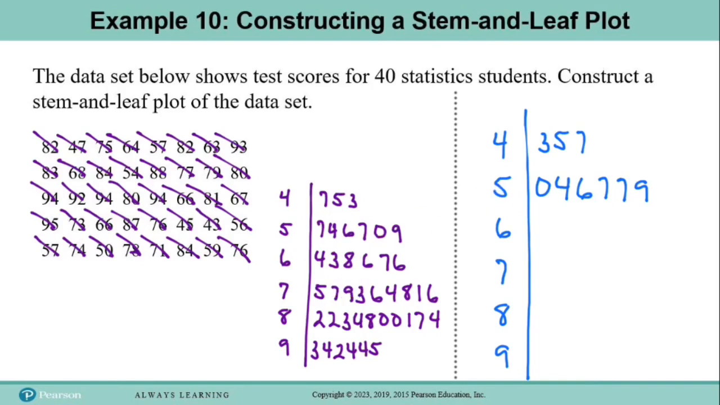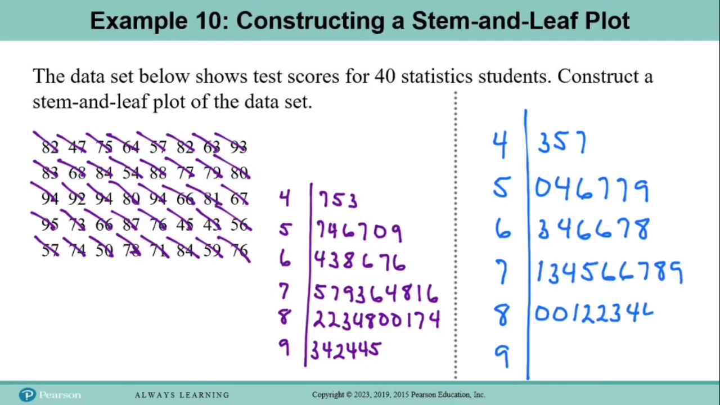Okay, for the 60s, our leaves in order will be 3, 4, 6, 6, 7, 8. And then here are the 70s in order. Here are the 80s in order. And then here are the 90s in order. And so here is our finished stem and leaf plot.